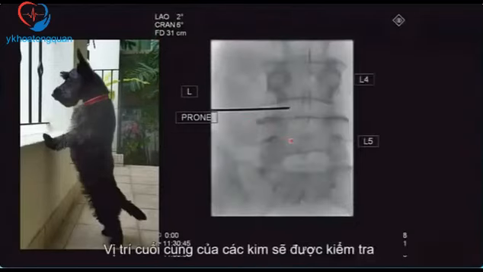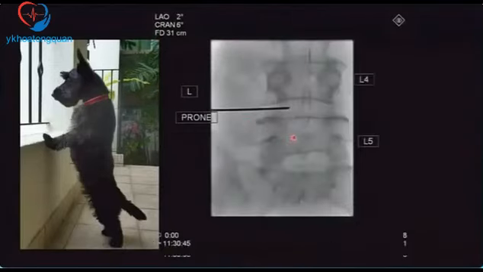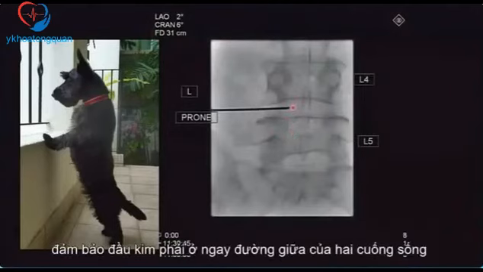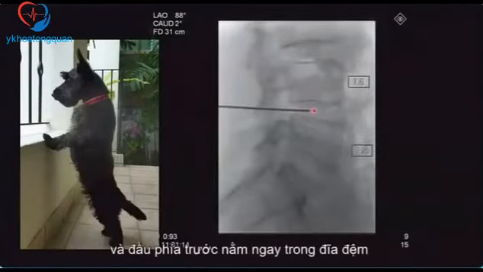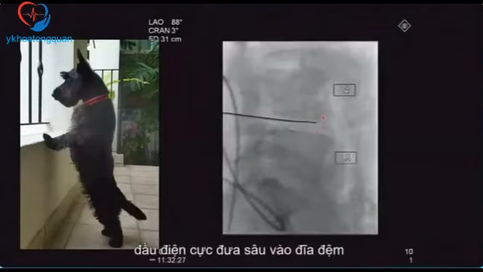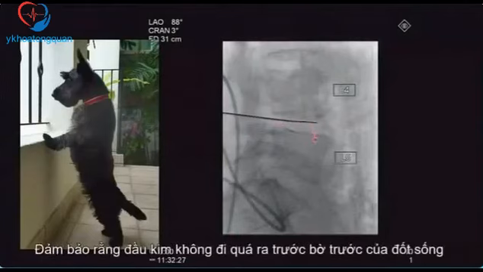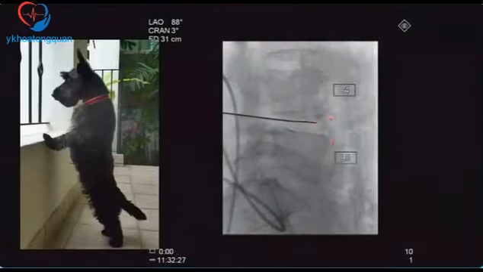The final position of the Crawford needle is then checked on AP screening to ensure that the tip is beyond the medial margin of the pedicle, and anteriorly it is nicely sited within the nucleus. The electrode is then extended into the disc, and we make sure that the tip does not extend anterior to the anterior margin of the vertebral body, because just anterior to this is the aorta.